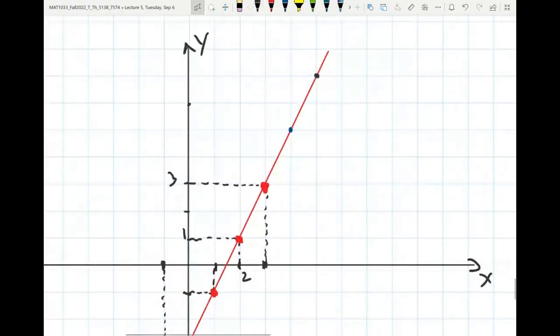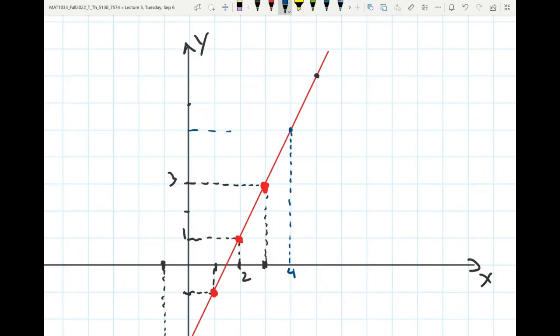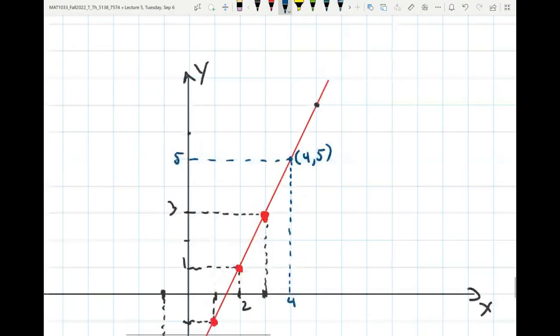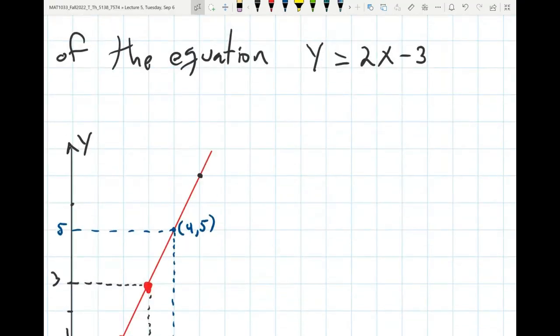So let's see the blue one. What are the coordinates of that? What's the x value? 3. No, 4. So down here, it should be 4. And what's the y value? 5. So this is (4, 5). Let's see, is it true? To check whether this is a solution or not, what do we need to do? We put x equal 4 and see y must be 5, right? So if you put 4 for x, what do we get? 8. 8 minus 3 is 5. So that's good. Let's test the next one.